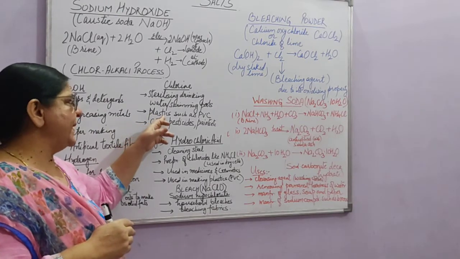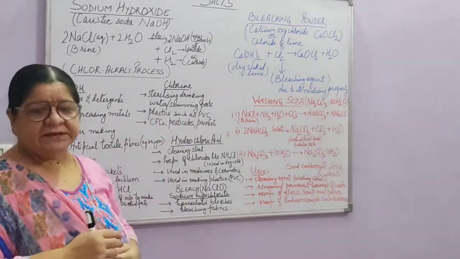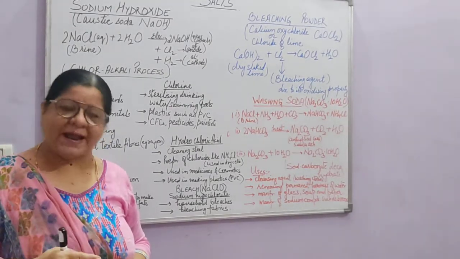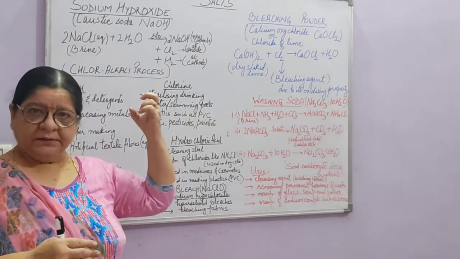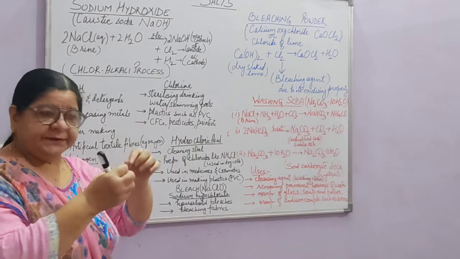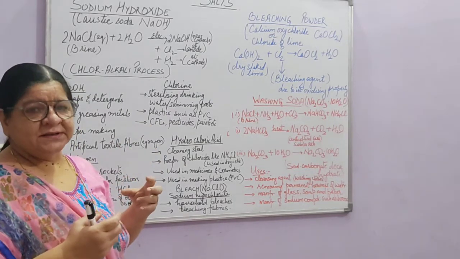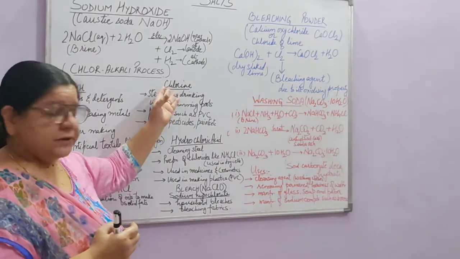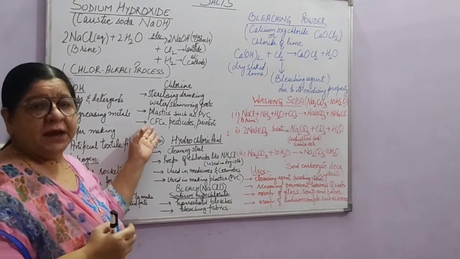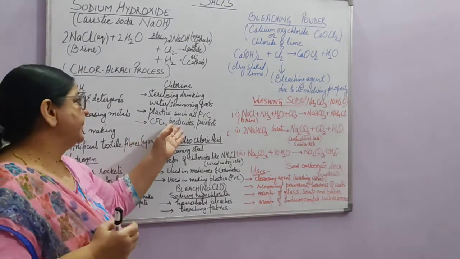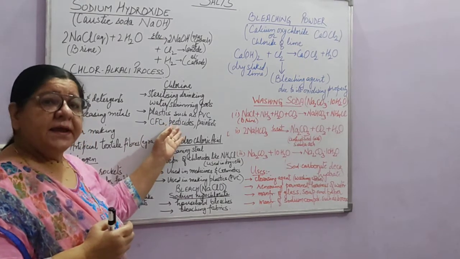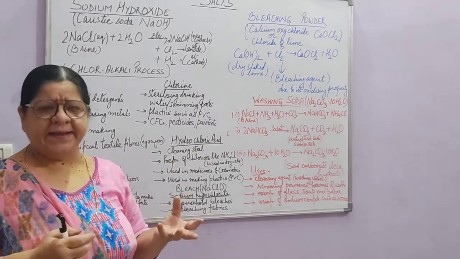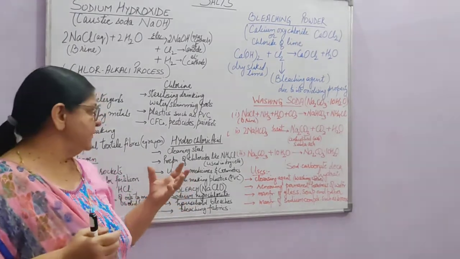Then it is used for making plastics such as PVC. The full form of PVC is polyvinyl chloride. The PVC pipes that are used for putting electric wires inside them are made by using chlorine. Then it is also used for making chlorofluorocarbons, that is CFCs. Then in the manufacturing of pesticides, paints, dyes, etc. For all these things, chlorine is used.